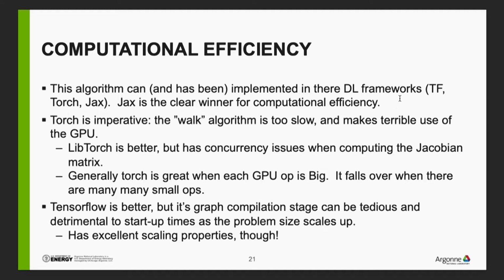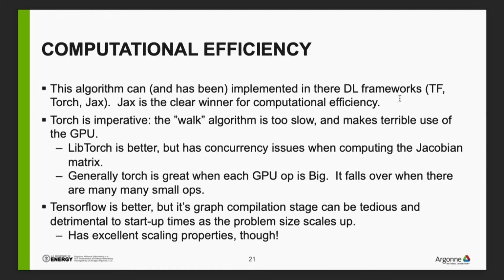Torch is imperative. What that means is each time you call Torch in Python, it's going to evaluate that. With some operations, it will return to Python and let you move forward and eventually synchronize. But this walk algorithm is just too slow. In Torch, it's a couple steps, but you do it thousands of times, and PyTorch just gets hung up there. libtorch is better. That's the C++ bindings. But that has big concurrency issues when you try to compute your Jacobian.